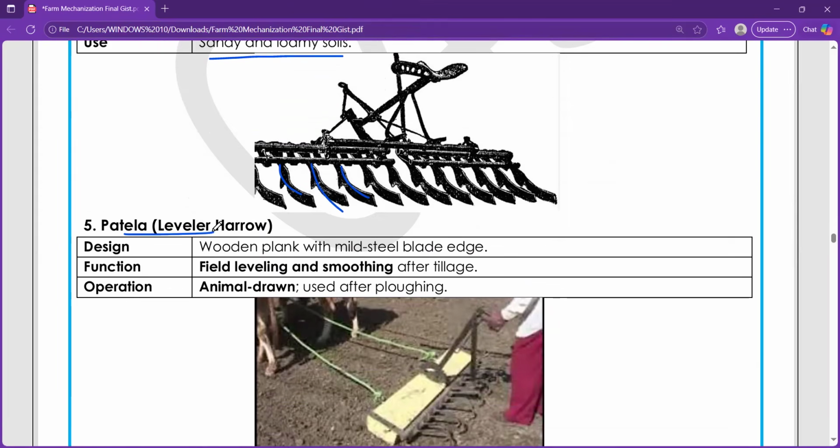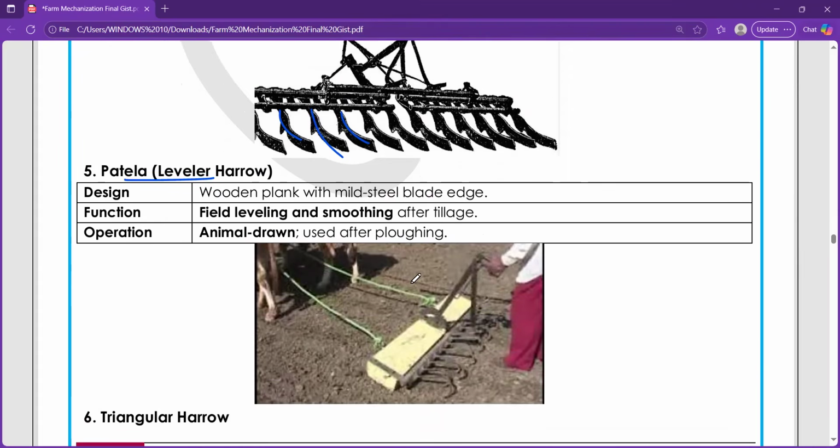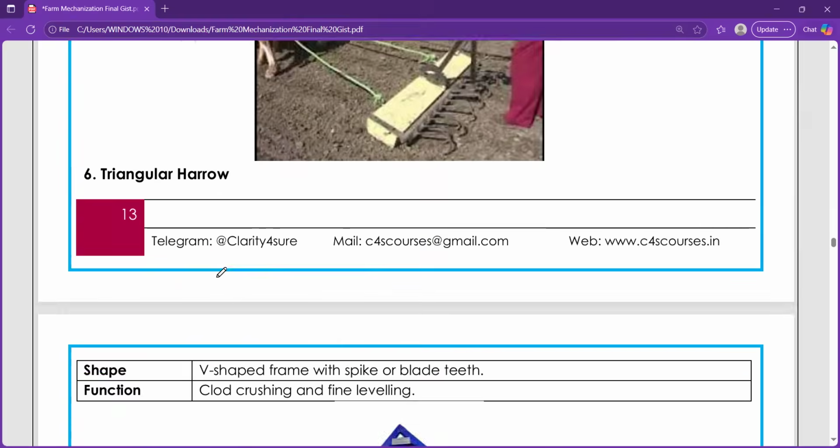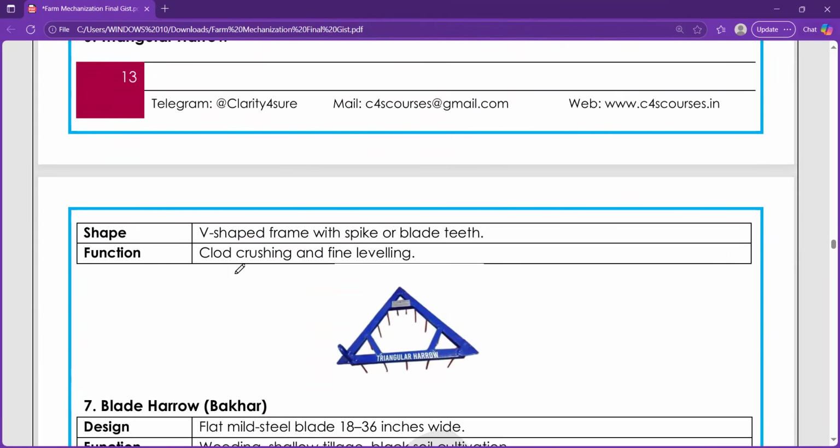Next we have patella, which is a leveler harrow. As you can see in the image, it is a wooden plank with a mild steel blade edge, and it helps in field leveling and smoothing after the tillage. Generally, they are animal drawn, used after ploughing. Okay. Then we have triangular harrow. It is a V-shaped frame with spike or blade teeth, and has a function of clod breaking and fine leveling.